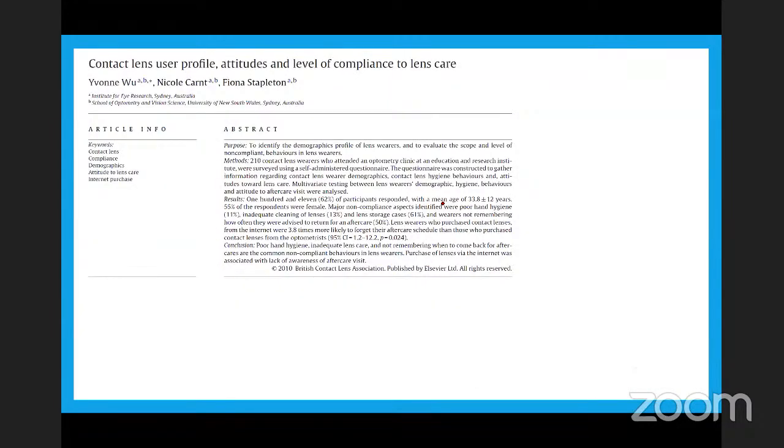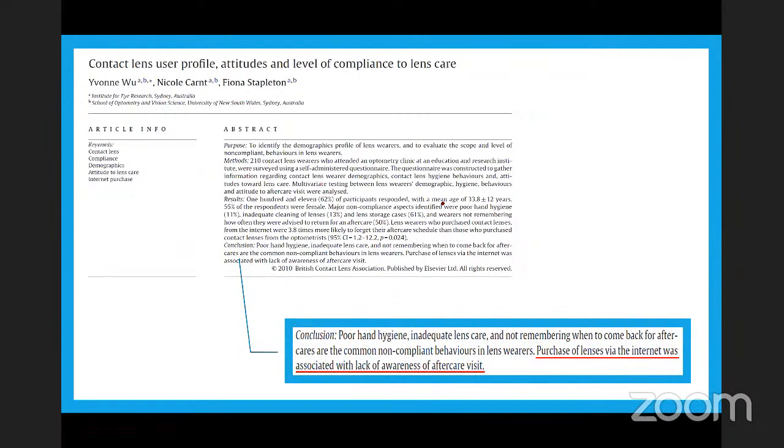The other study which I looked at was on the contact lens user profile, the attitudes and the level of compliance and care. And this is not a surprise, as we know purchase of lenses via the internet was associated with lack of awareness of aftercare visits. So that is the reason it is important for us to explain to whoever walks into our practice the importance of aftercare, the importance of why you should get an eye test before you buy the lenses, and the importance of aftercare after you deliver the lenses. This was a publication from 2010, and it says that lack of awareness of aftercare was associated with internet purchase of lenses. So our role as practitioner is really, really important.